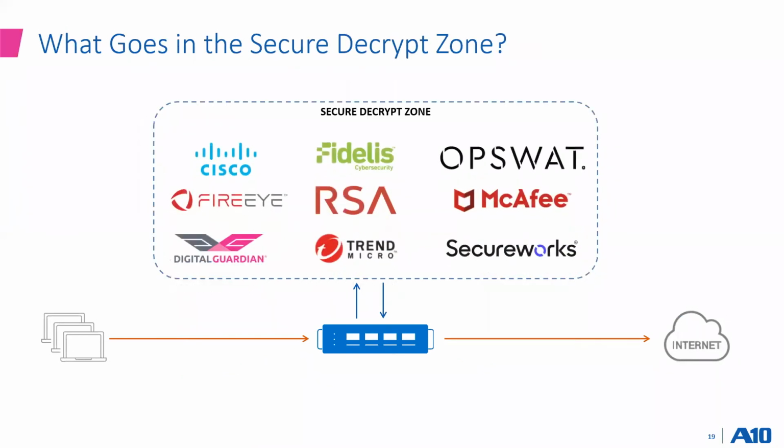So what goes into the secure decrypt zone? This is just to give you an idea of some of our many technical partners. This diagram on the screen should also show you the diversity of different kinds of devices in different deployments that we work with. A lot of these devices are either using ICAP, or they're on a tap, or they're actually inline, and we work with all kinds of these devices.